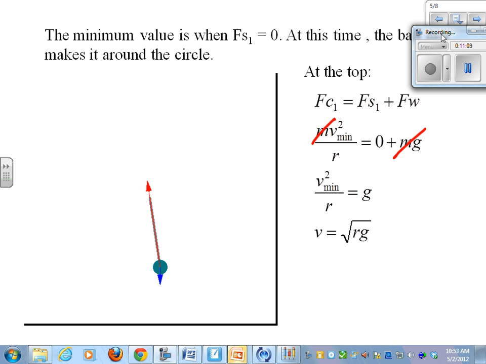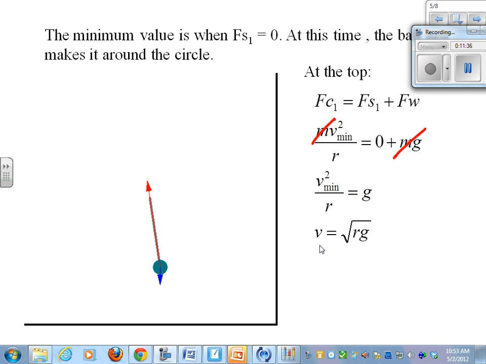The minimum speed required is when the tension in the string is 0, right? R is the radius. So the tension is 0, which means my centripetal force is all gravity. So the m on both sides cancels, and you get v min squared over r is equal to g, or v min.